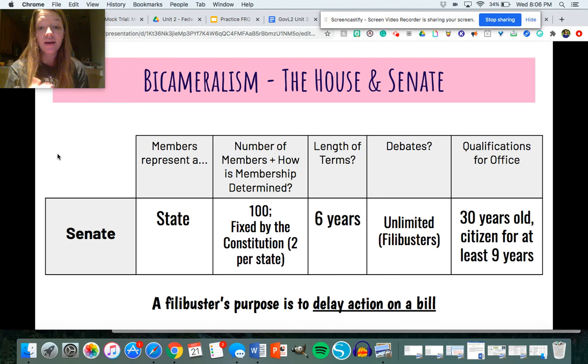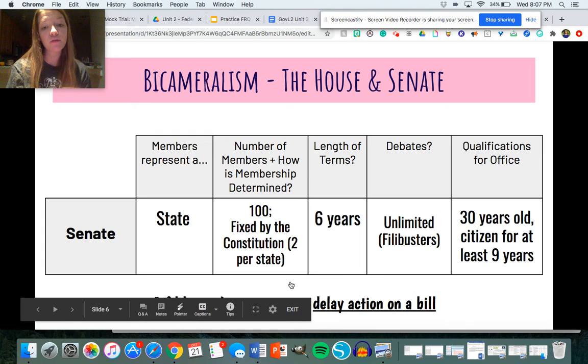Now, fun fact, the topic of conversation doesn't even have to be about the bill. It can be literally anything. As long as they don't stop talking, that is considered okay conversation. So that's kind of what we mean when we say unlimited debate. There are less rules. So you're definitely going to want to make sure that you have down on your notes that a filibuster's purpose really is to delay action on a bill to prevent it from being voted on.